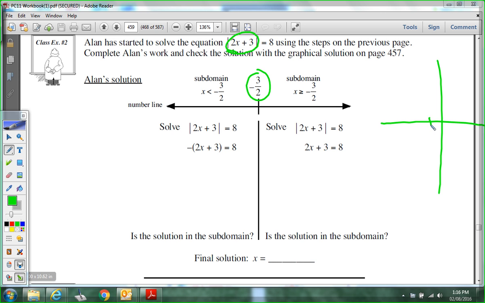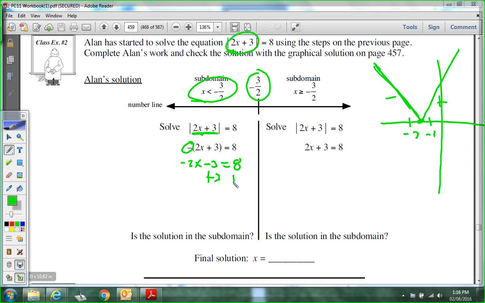If this is -1, this is -2, then this right here, negative 3/2, is going to be the bounce point of your V where it switches from positive to negative. So we're going to subdomain for less than negative 3/2. I look to the left. Is this line the positive or negative piece? It's a negative piece. So what we have to do is take what's inside and flip it. It's going to be negative 2x minus 3 equals 8, and we solve.